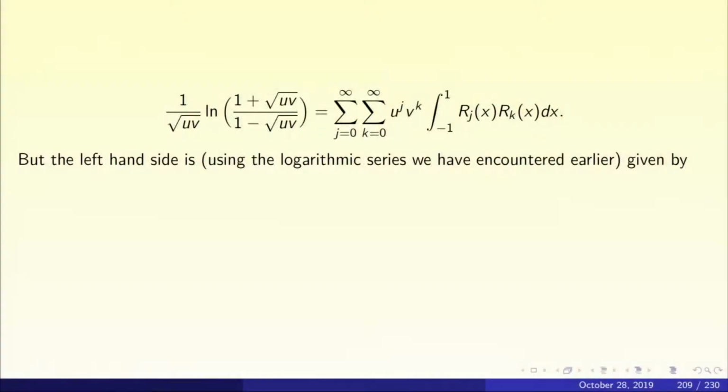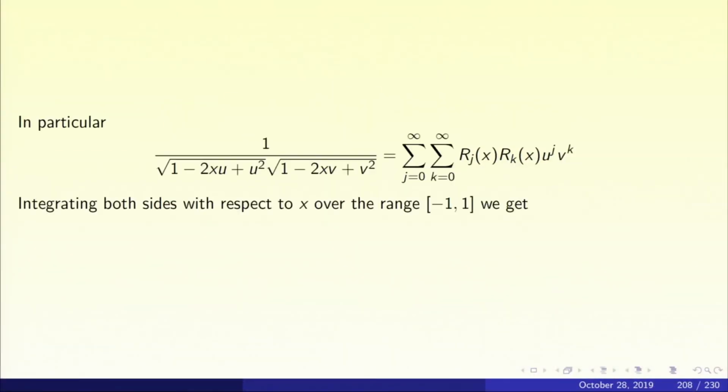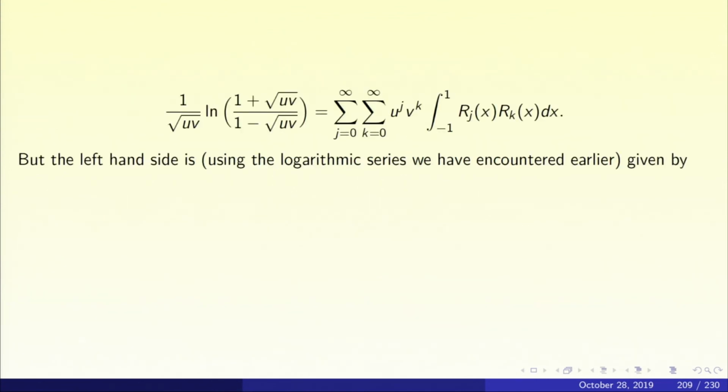The integral on the left hand side can actually be computed in closed form, and that is where a little work is required. It's an amusing integral, I leave it to you. It gives 1 upon square root of uv times log of (1 plus square root of uv) upon (1 minus square root of uv), equal to the sum over j, k from 0 to infinity of u to the power j v to the power k times the integral from minus 1 to 1 of R_j(x) R_k(x) dx.